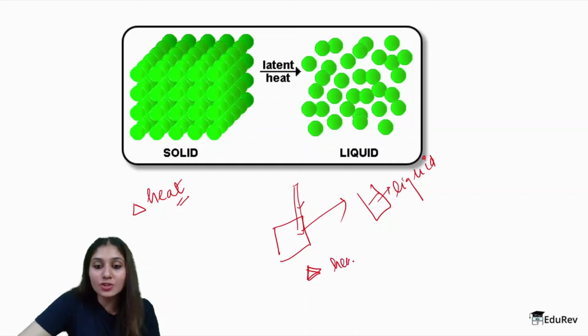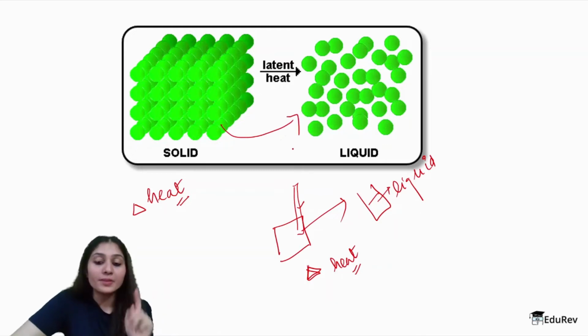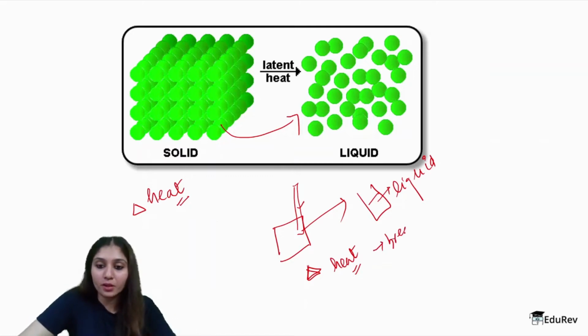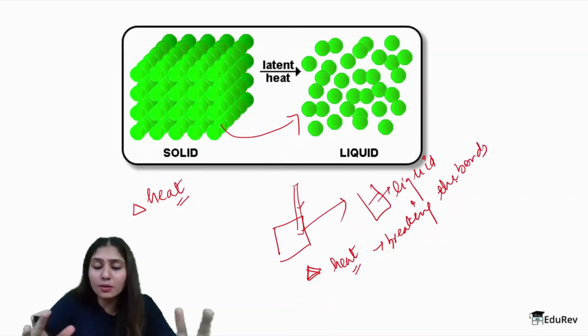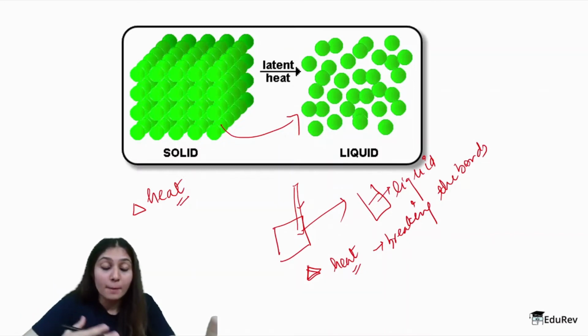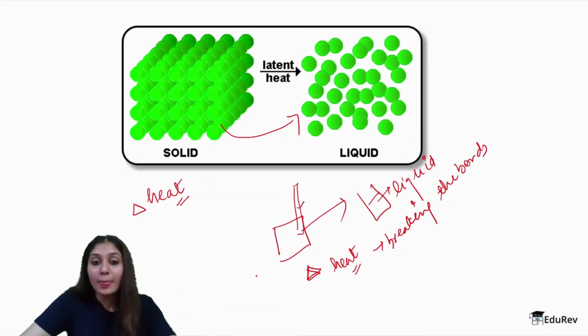This heat is actually used up in breaking the bonds between the solids to make it convert into liquid. So the heat which we are supplying for the solid to convert into liquid is not used for raising the temperature of the solid, but is used in breaking the bonds. That's why you don't see any increase in temperature. Bond breaking is a process that you cannot see, right? But it is actually happening. That's where the energy is being used.